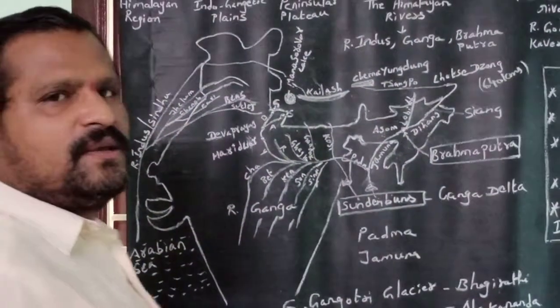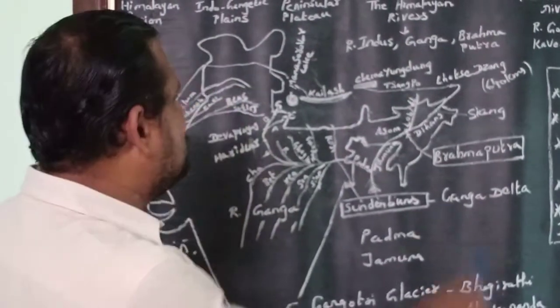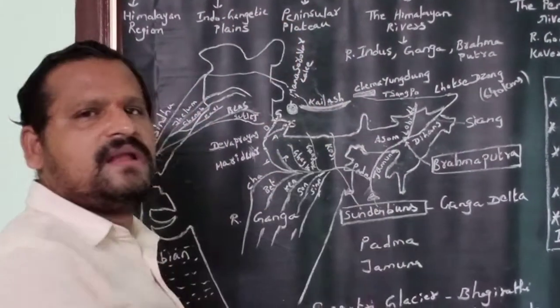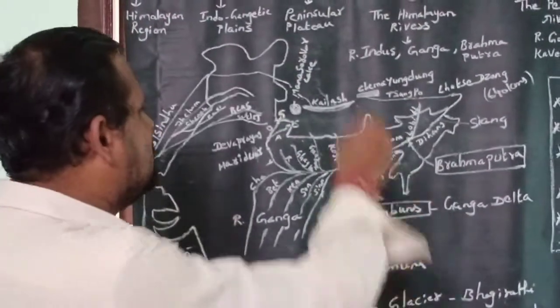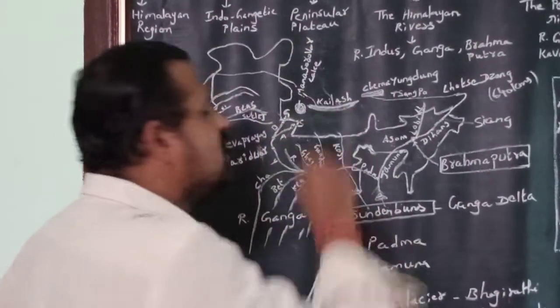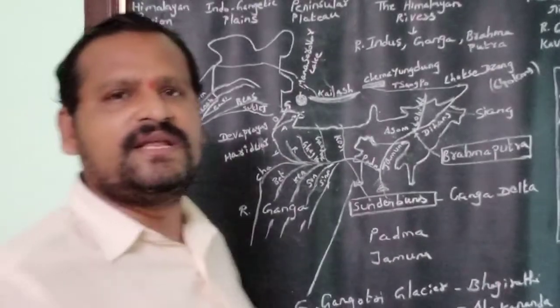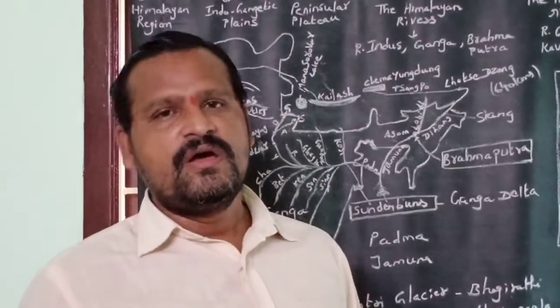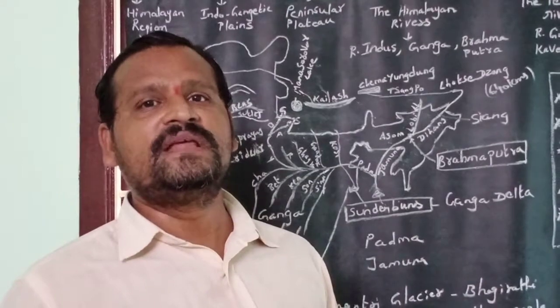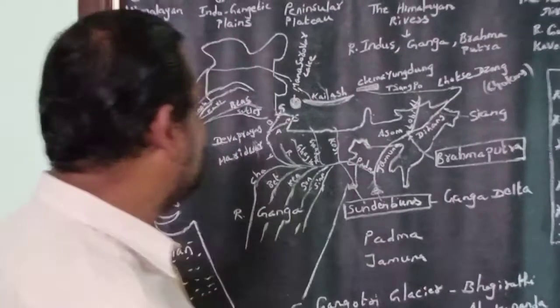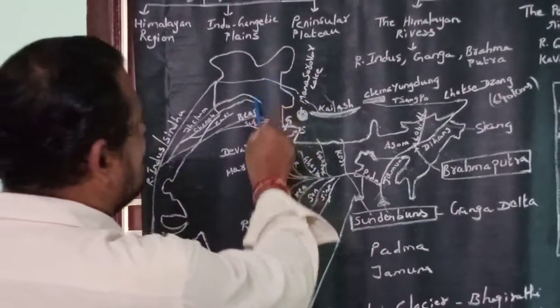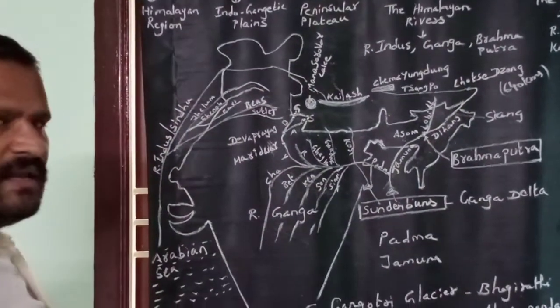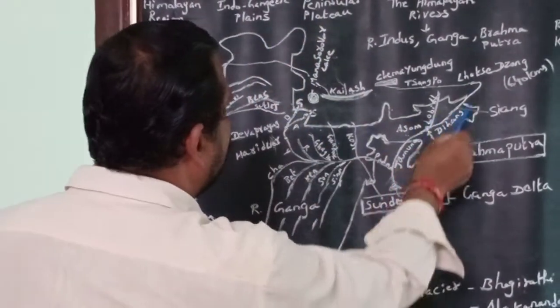What is meant by Himalayan region? The region that has Himalayan mountain is called Himalayan region. Let us recall the Himalayas in the first lesson. Children, already I did the first lesson video. Please see that video, so that you can recall about the Himalayan region. In this region only Himalayas are there.